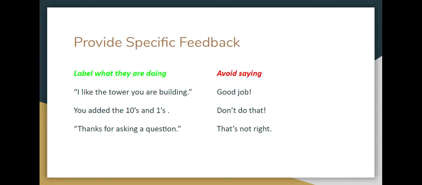Provide feedback on what students are saying and doing, but be specific. "Good job" is fairly vague praise, so instead, think about saying, "You finished the math problem," or "I like how you came up with your own topic sentence."